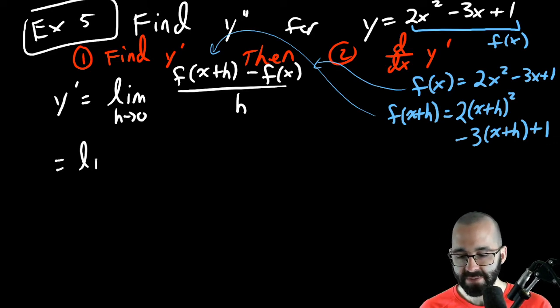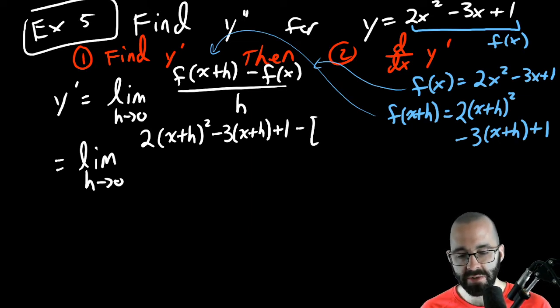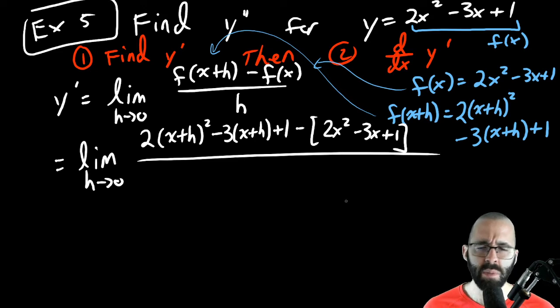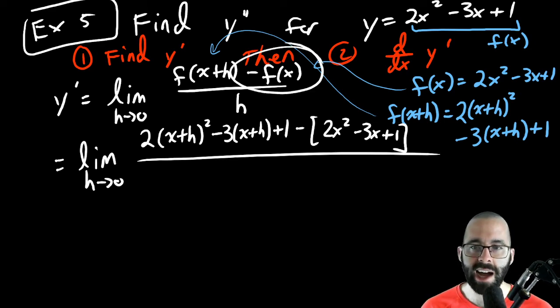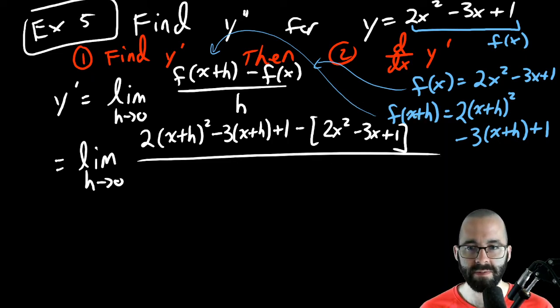So y prime is the limit as h goes to 0 of that first thing that we wrote down, 2 times (x plus h) squared minus 3 times (x plus h) plus 1, minus the whole function, 2x squared minus 3x plus 1. Make sure you use parentheses. Brackets are the same thing as parentheses. I don't know why I used brackets, but parentheses, brackets are both fine. We're subtracting the entire function. We have to subtract the entire function.